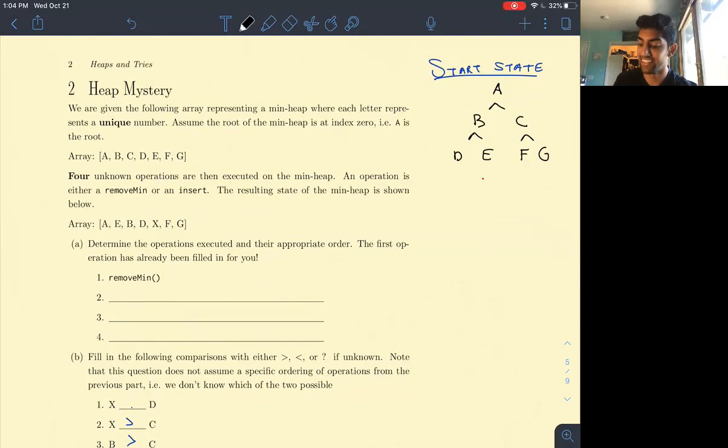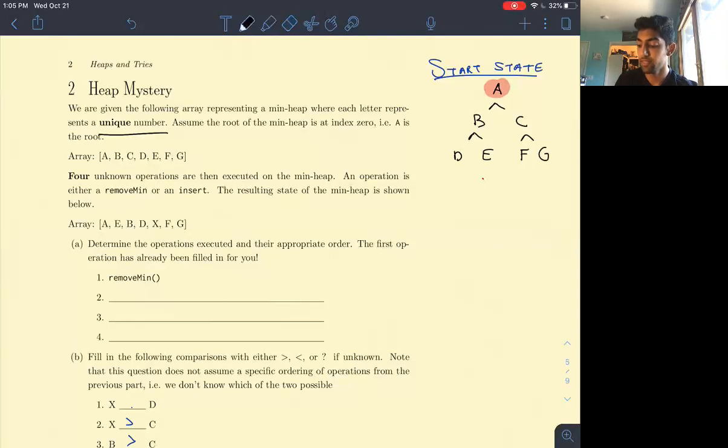Exciting. So we're given some min heap where each letter represents a unique number, okay? And some students were confused. They thought that the letters corresponded to some ordering, but all we know about these elements is that B must be greater than A if B is a child of A in the min heap. We have no idea about the relationship between B and C, okay?